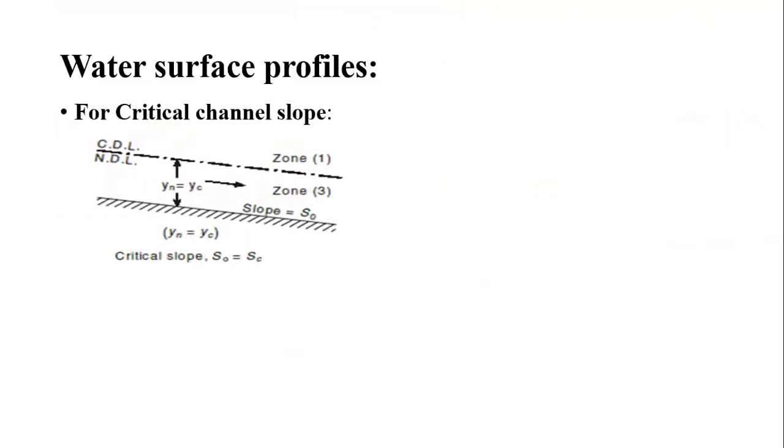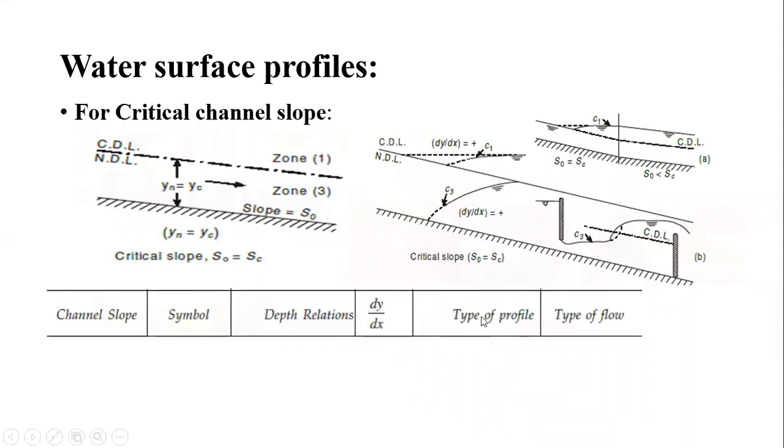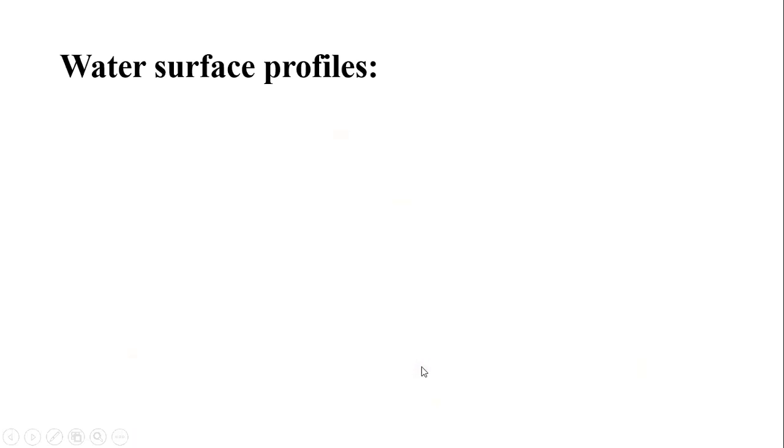After that, we discussed the water surface profiles, so we'll have a quick review of that and proceed further. In the critical channel slope, there are two zones, two profiles, that is C1 and C3, in region 1 and region 3. Conditions of formation for them: for C1, the critical flow depth and normal flow depth are less than the actual flow depth, whereas for C3, the actual flow depth is less than the critical and normal flow depth.